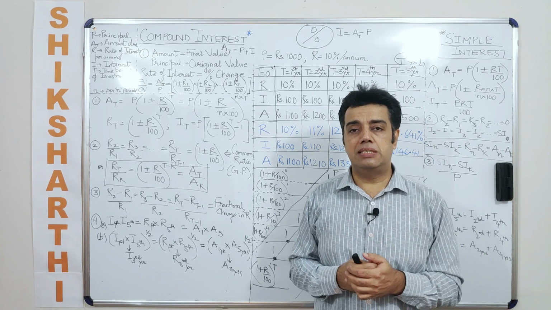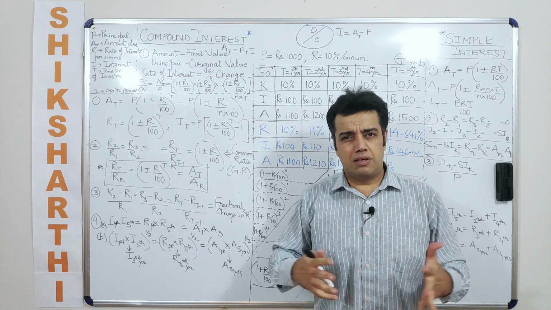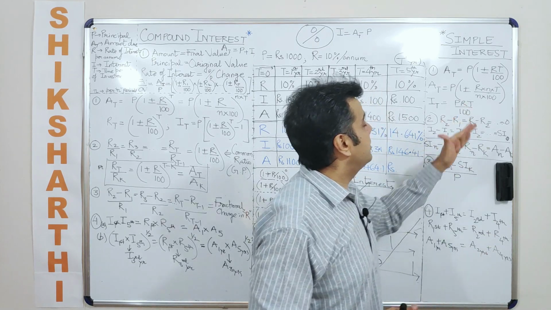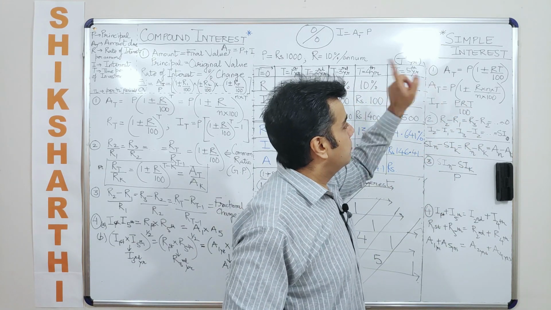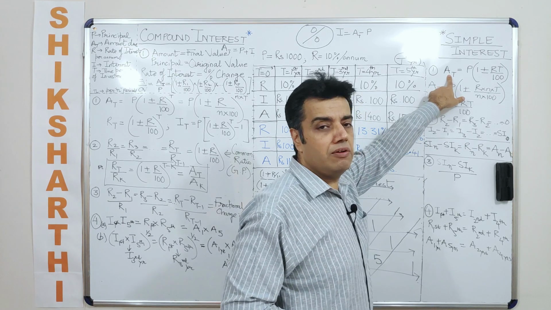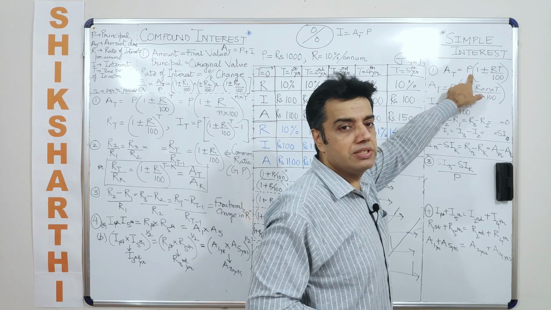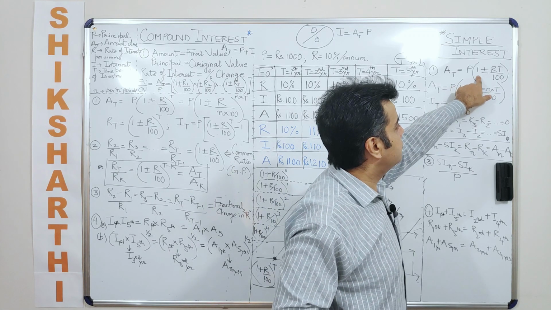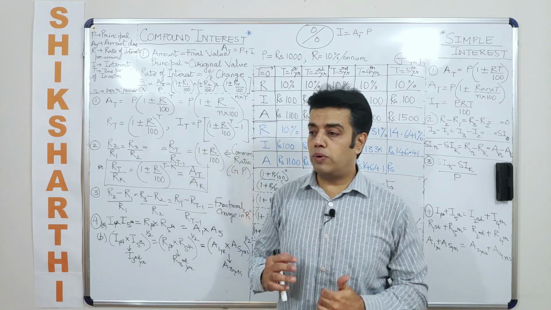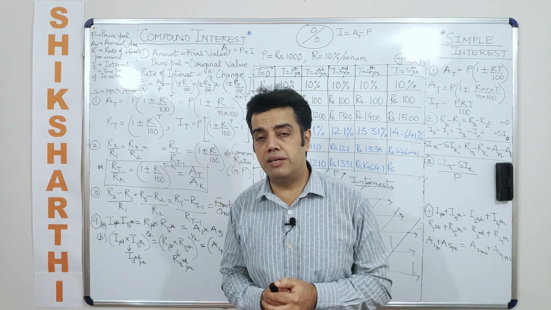When there is a discount, or let's say there is a loss which is encountered, similarly here we would put the same formula. Let's say amount due after t years, which is the final value, is equal to the original value, which is the principal amount due, times 1 plus or minus r into t by 100. Now why do I write it as r into t by 100?